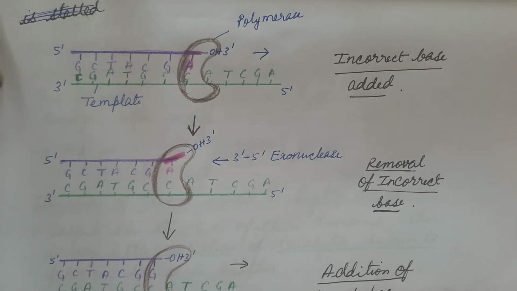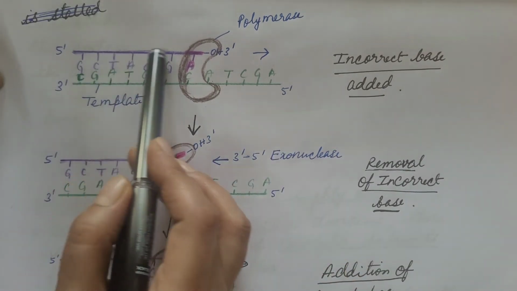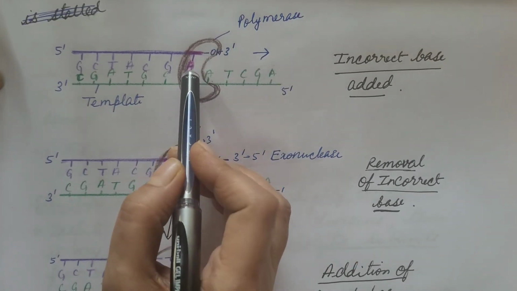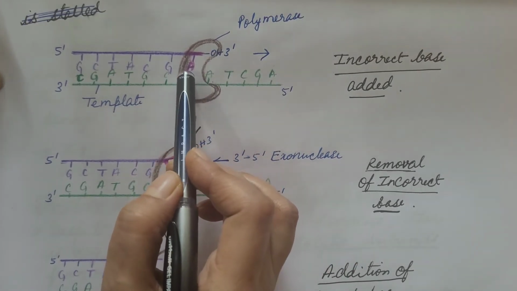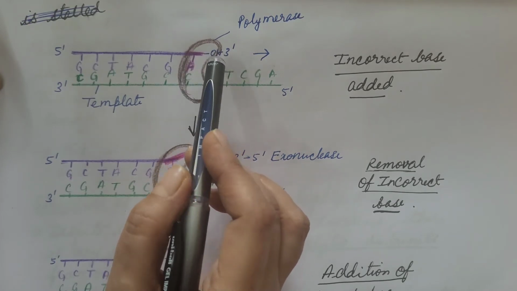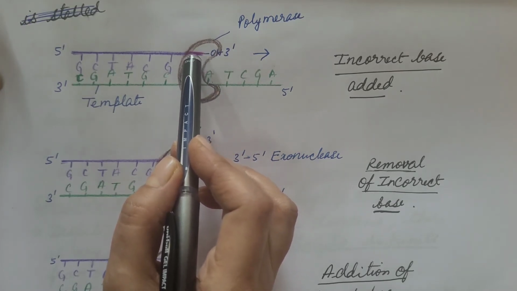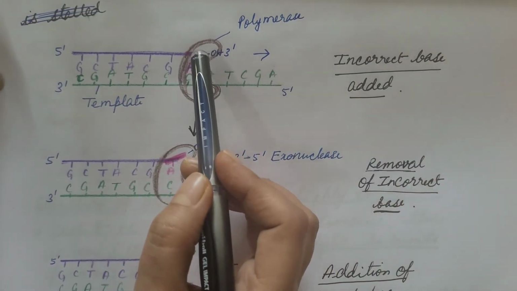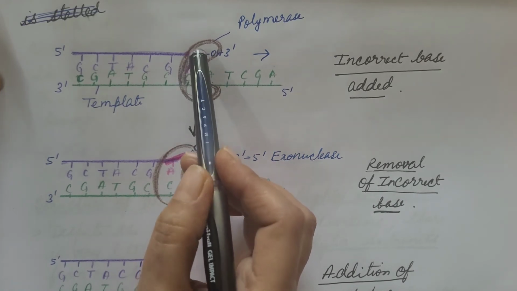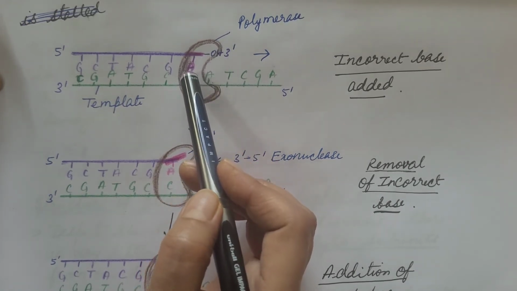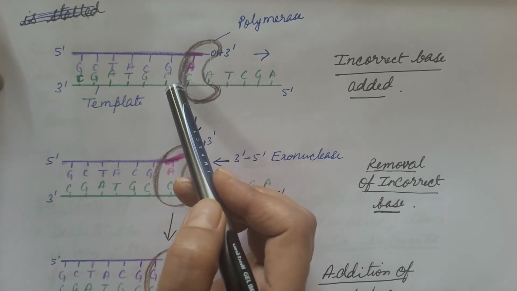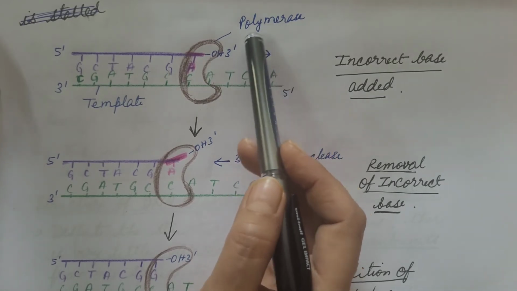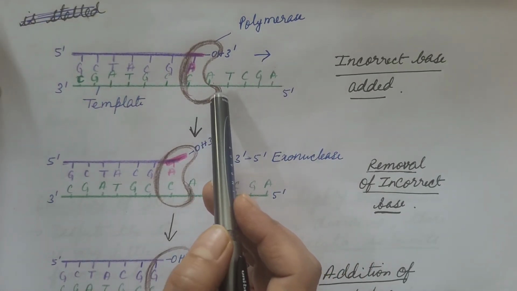So if we see this figure, this is the template strand and this is the new strand which is synthesized by DNA polymerase. If we see here, the template has cytosine and cytosine always pairs with guanine, but here adenine is added. So here an incorrect base is added and there is a mismatch, as a result of which these two base pairs do not interact with each other. This results in the shift from the polymerase domain to the exonuclease domain.